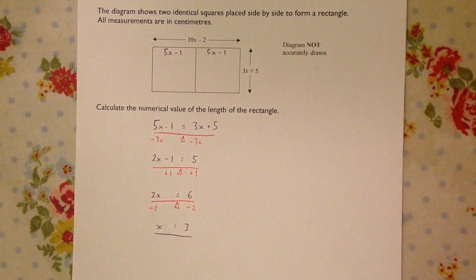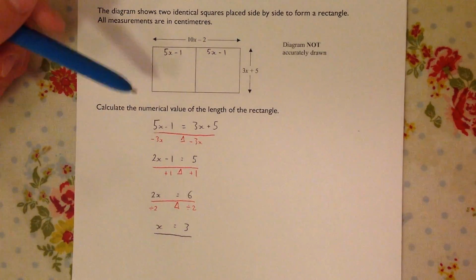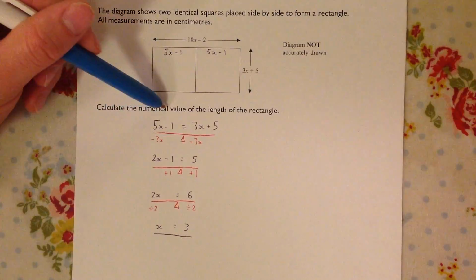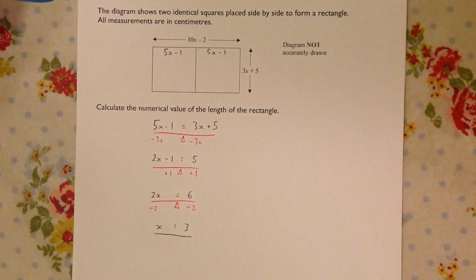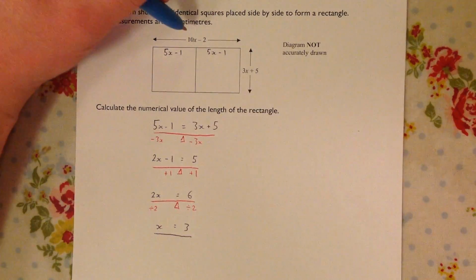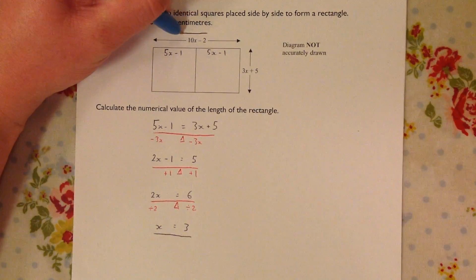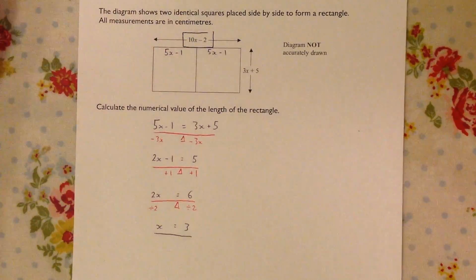So let's just double check in our question. Is that what we were asked to find? Does it say find the value of x? Well, no, it doesn't. It says calculate the numerical value of the length of the rectangle. So we're going to use x, but that's not our final answer. So let's go back to our diagram. The algebraic expression for the length of the rectangle was this: 10 lots of x take 2.